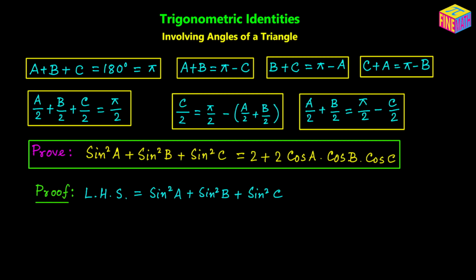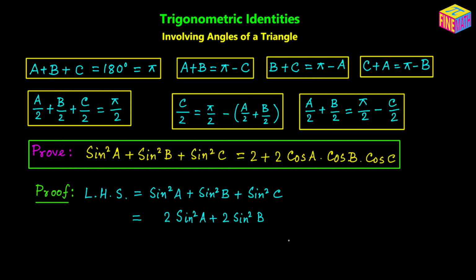And for the proof, we are going to start with the left hand side, which is actually sine squared of a plus sine squared of b plus sine squared of c. And we are going to transform them into other forms, and then eventually we will try to arrive at the desired right hand side form, which is 2 plus 2 times cosine of a times cosine of b times cosine of c. So from here, in the first step, what we can do? Let's multiply the first two terms by 2, and then also let's divide by 2. So this is how we are going to write it.